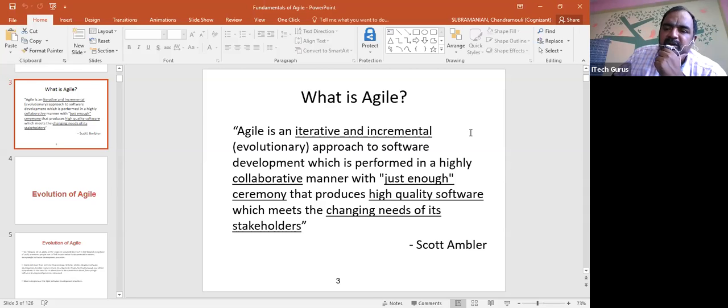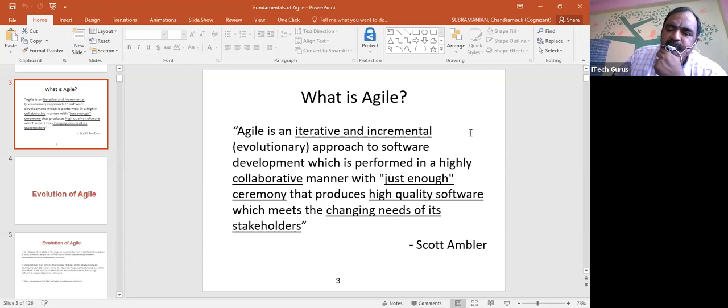A lot of people in the IT world also keep only the first words, iterative and incremental. Just like that they go. Yesterday waterfall model, today I'm doing an agile project. Then what is the role? They keep the roles the same: project manager, architect, developer, tester, senior architect, junior architect. All the roles they keep the same. Then what do you mean by collaborative here?